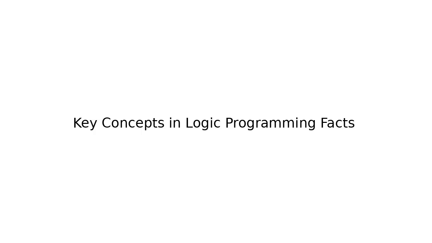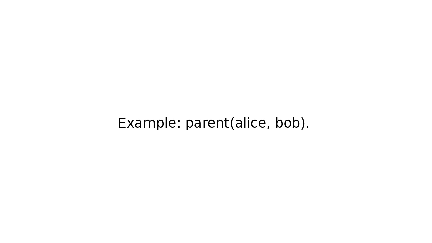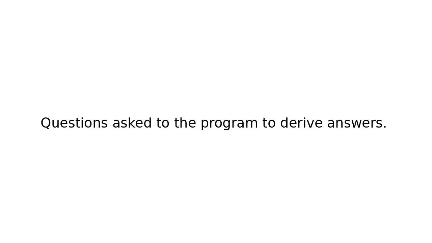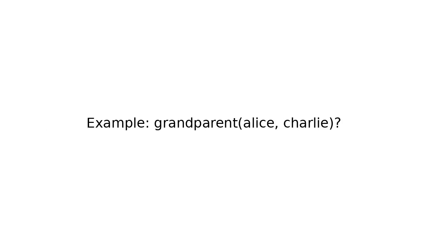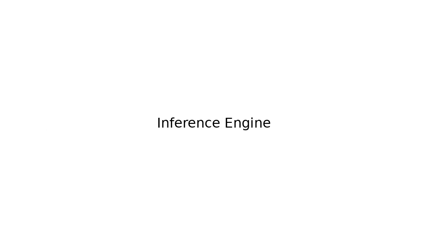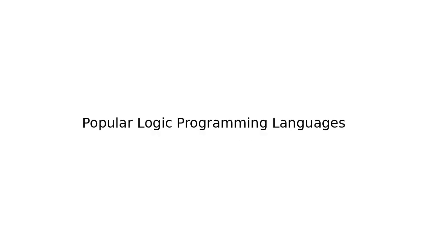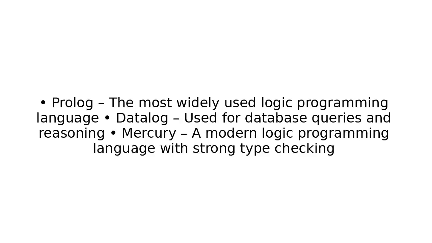Key concepts in logic programming. Facts. Statements that are always true in the system. Example: Parent(Alice, Bob). Rules. Define relationships between facts. Example: Grandparent(X, Y) :- Parent(X, Z), Parent(Z, Y). Queries. Questions asked to the program to derive answers. Example: Grandparent(Alice, Charlie). Inference engine. The system uses logical reasoning to deduce new information from facts and rules.